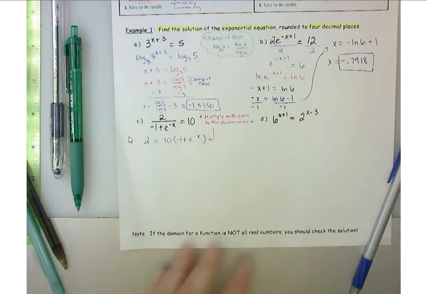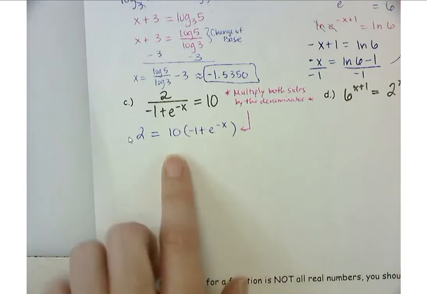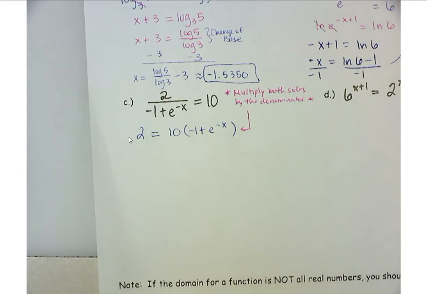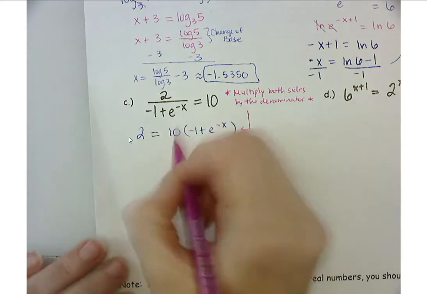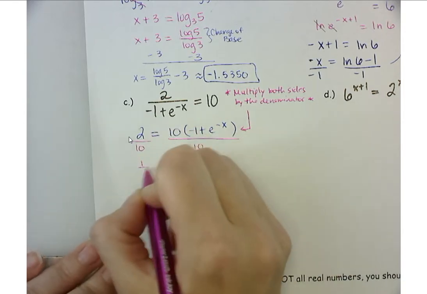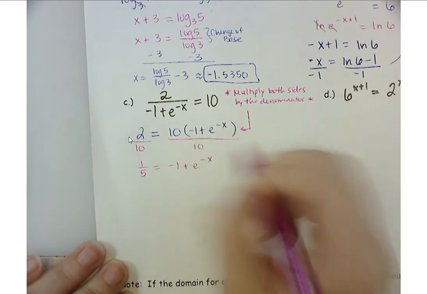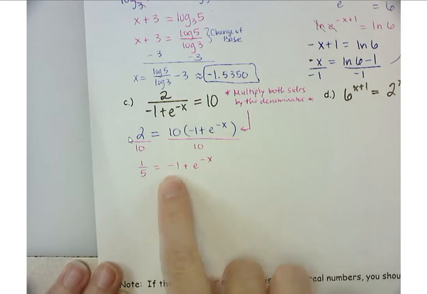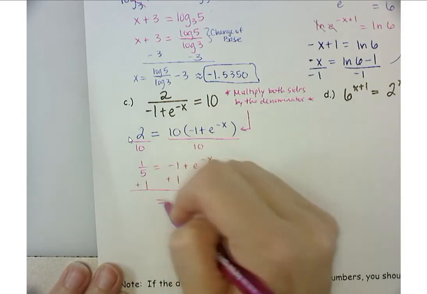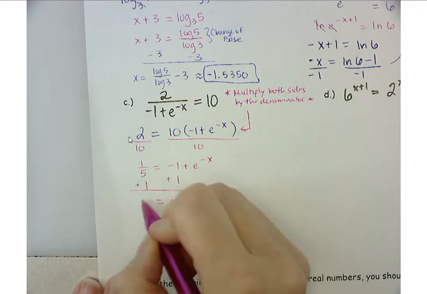Now, if I wanted, I could distribute the 10, or really, I'm trying to isolate this. How else can I move over the 10? Divide, right? So I could divide both sides by 10. 2 over 10 is 1/5. So negative 1 plus e to the negative x. So now I'm trying to get this by itself, but I have the negative 1, so I'm going to add 1. 1 and 1/5 is going to be what as an improper fraction? 6/5.